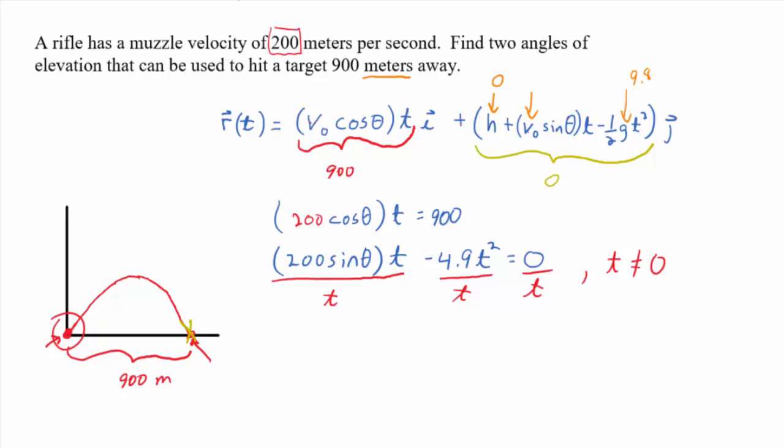So that simplifies that second equation, doesn't it? Makes it 200 sine of theta minus 4.9t equals 0. So it would be reasonably easy, I think, to solve for t in that green equation right there, wouldn't it? What would we get if we do that? So negative 200, but the negatives will cancel. So how about 200 sine theta divided by 4.9? Everybody believe that?